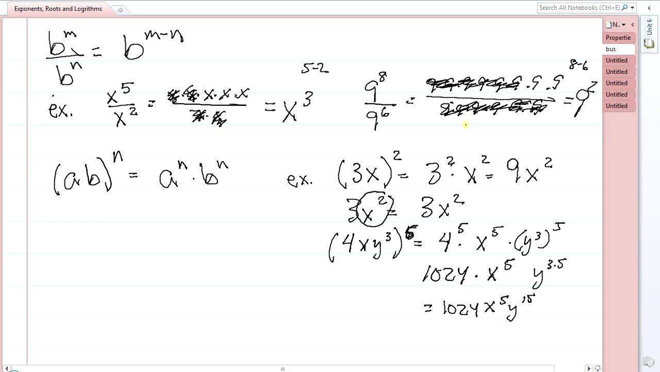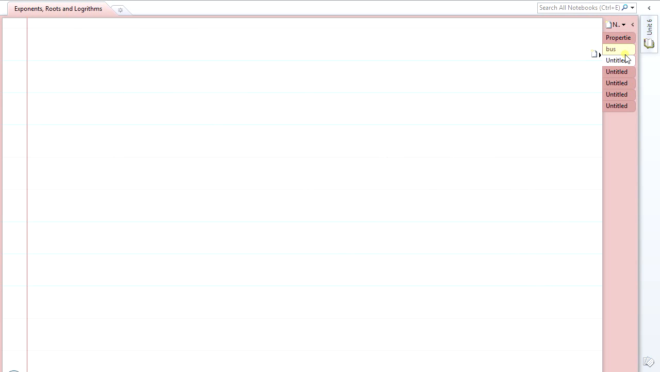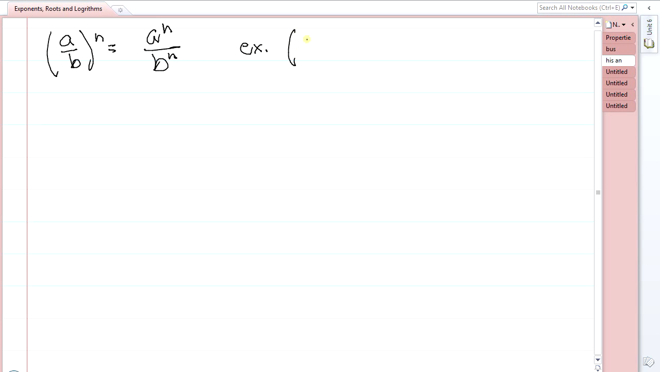Let's move on to another set of rules, which says, okay, well, if you've got a over b raised to the n, you're allowed to break it up as a to the n over b to the n, which means if I happen to have an example, let's actually use a fraction, 3/5. Boy, my 5s are not looking good tonight. That would be the same as 3 squared over 5 squared, which is 9 over 25.